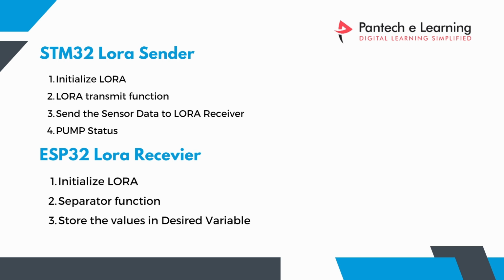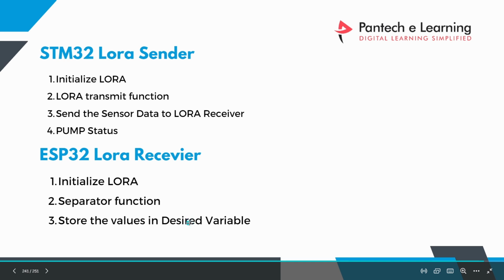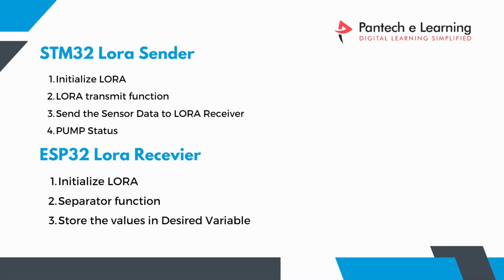So why are we creating this separator function? Our STM32 LoRa sender is going to send the data in a serial way, right? So we have to separate those data. We have to separate the temperature data and humidity data, identify them, and store them in the desired variables. That's why we are going to create this separator function. We will see it in the code. Then we will store these values in the desired variables. So temperature is going to get stored in temperature, like that. Now we will get into the code and develop it.